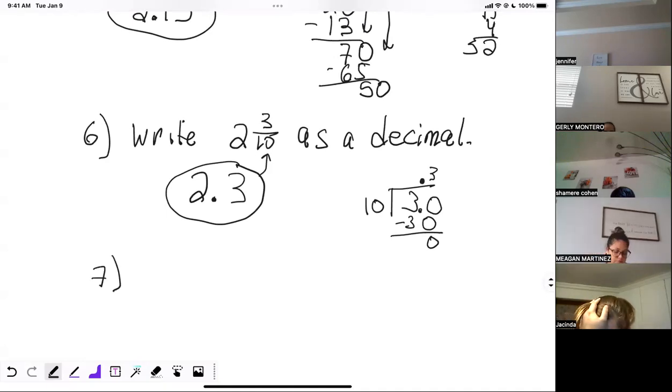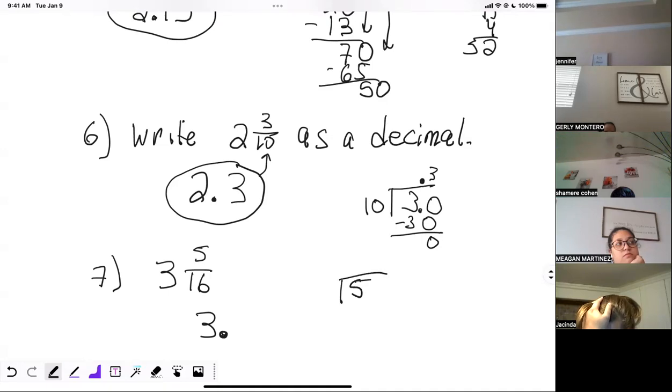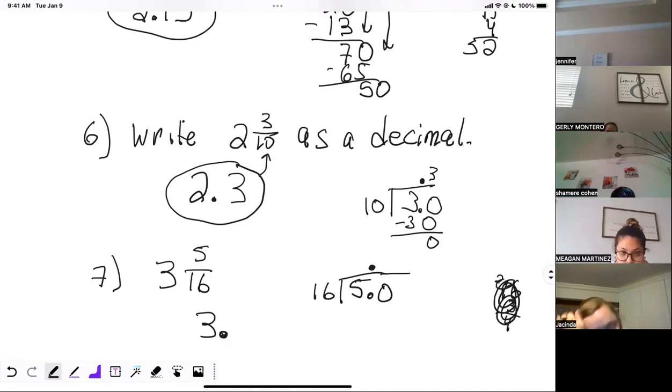Same kind of idea, 3 5/16. 3 is my whole number. That just stays as 3 point. 5/16, I got to figure out what the decimal representation is of 5/16. So we're going to have 0.0, means my point is here. How many 16s are in 50? I believe that's 3, but let me check. And again, I'm wrong. Oh, no, I can't multiply. 16 times 3 is 18, 48, yeah, 3.